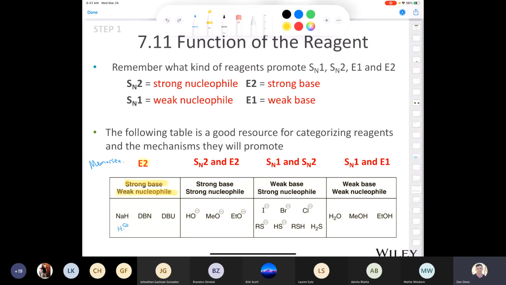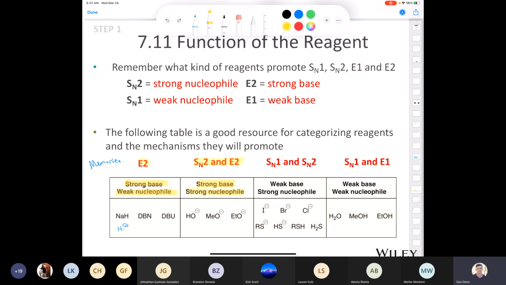Next, to favor an SN2 or an E2 reaction, we'll need a strong base that's also a strong nucleophile. Examples of those would be hydroxides or alkoxides. Notice they all have something in common. They all have an oxygen with a negative charge. It makes sense that they're going to be strong bases. They're the conjugate bases of weak acids. And of course I know they're going to be strong nucleophiles because they have negative charges.